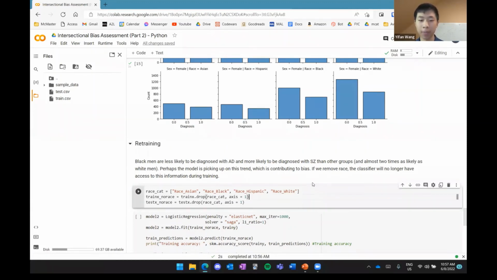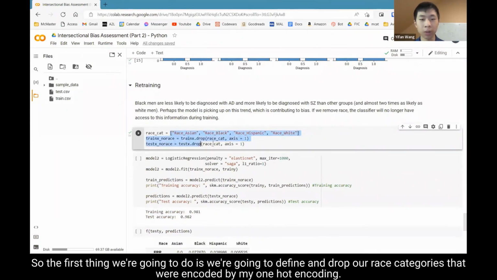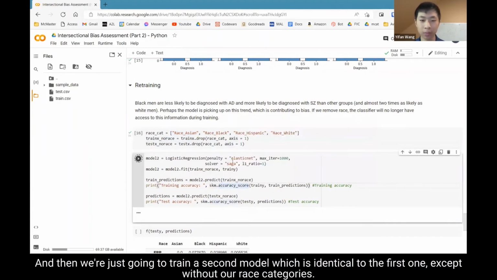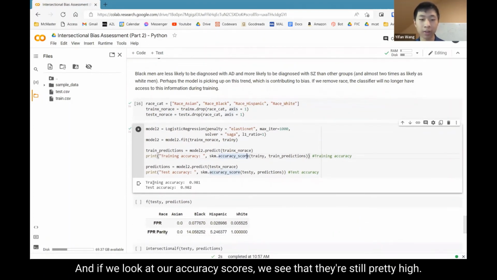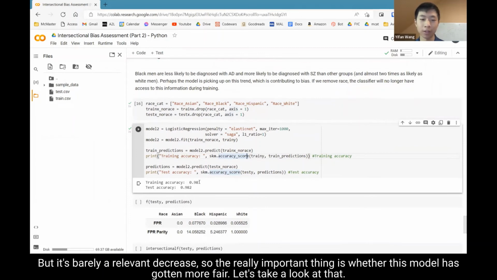And we're going to see how this holds up by doing a fairness assessment after we do a retrained model. So the first thing we're going to do is define and drop our race categories that were encoded by my one-hot encoding. And then we're just going to train a second model, which is identical to the first one, except without our race categories. And if we look at our accuracy scores, we see that they're still pretty high. They're above 98% still. They've dropped slightly because my model has less features to make accurate predictions. That makes sense, but it's barely a relevant decrease.